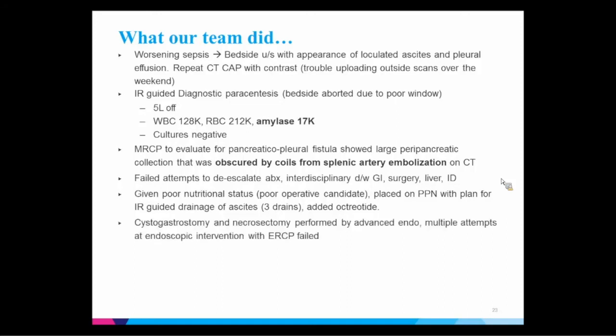And then we added octreotide, which we'll talk about why we did that. And he ended up having multiple endoscopic procedures and multiple attempts at ERCP to get a good look at the pancreatic duct. And we'll talk about why. And he ended up getting a cystogastrostomy, which is essentially they go into the stomach, they ultrasound and try and figure out where the cyst is, and then they just stick a straw in between them and let it all drain out. And then a necrosectomy, which is they take out dead tissue. So they actually go into the cyst, periscope around, suck out all the stuff they see that looks necrotic and they think is making someone sick.